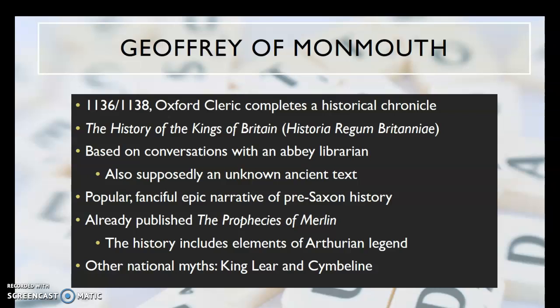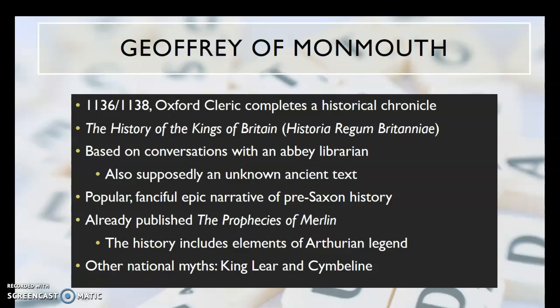Around 1136 or 1138, accounts vary, an Oxford cleric styling himself Geoffrey of Monmouth completed a chronicle entitled The History of the Kings of Britain, or Historia Regum Britanniae, derived from Geoffrey's conversations with the librarian of Malmesbury Abbey. This immensely popular, wonderfully fanciful, epic narrative of pre-Saxon British history was said to have been based on an ancient book in the British language, though no one has ever tracked down such a volume.